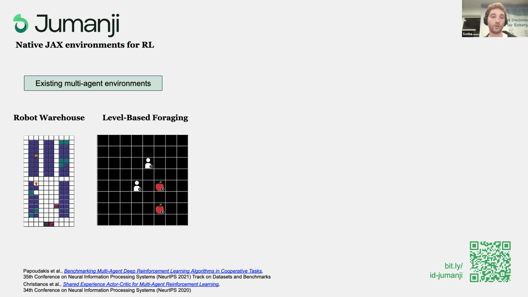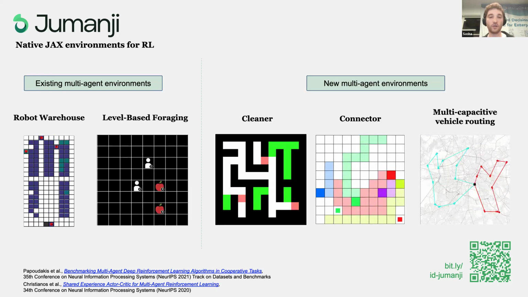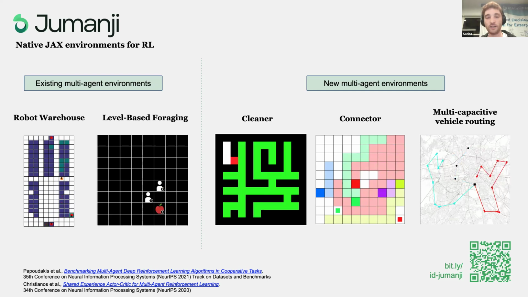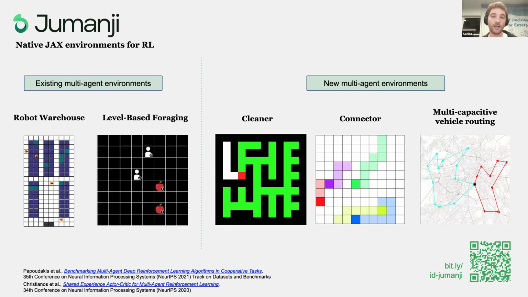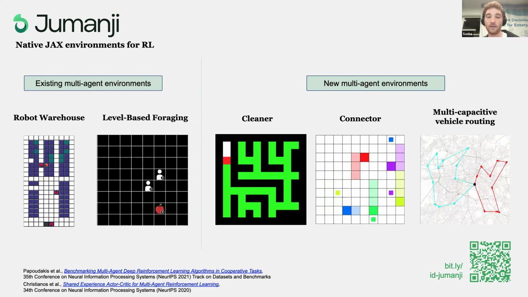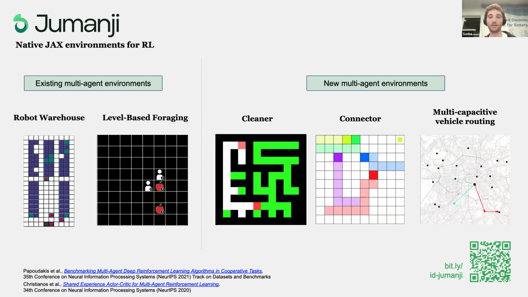Then, we thought, we shouldn't stop there. We should continue to implement new multi-agent environments. And so we've come up with these three as an example. I think there's a couple others in Jumanji. There's cleaner, where a couple of agents need to clean a maze. Connector, which is a simplified PCB routing environment where you've got to connect to a target, but also not overlap the wires. And then multi-capacitive vehicle routing, which is basically a multi-agent traveling salesman problem.